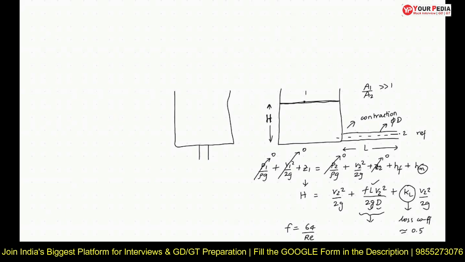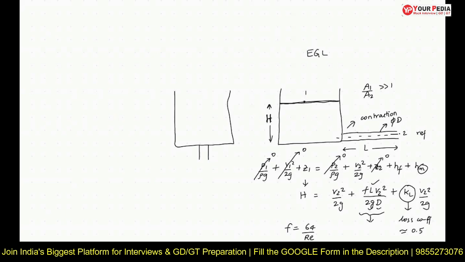I'm just saying that the head is equal to the kinetic energy plus some major losses plus minor losses here. But I am asking what will be the exact value of the total energy. Total energy means you are mentioning the EGL, the energy gradient line, right? Yes.